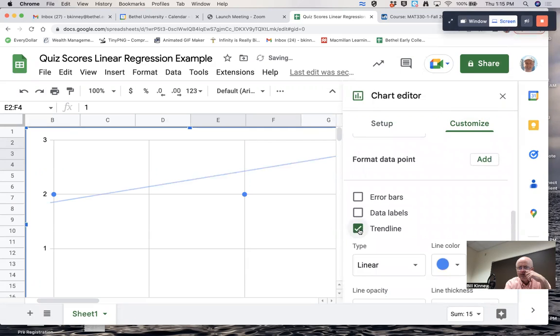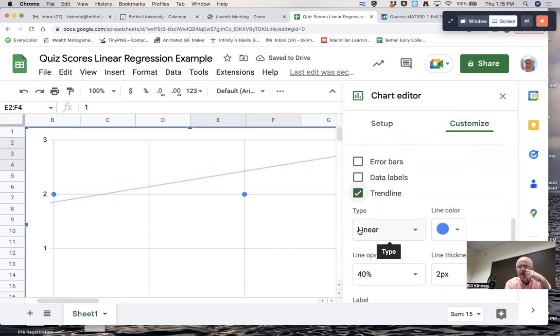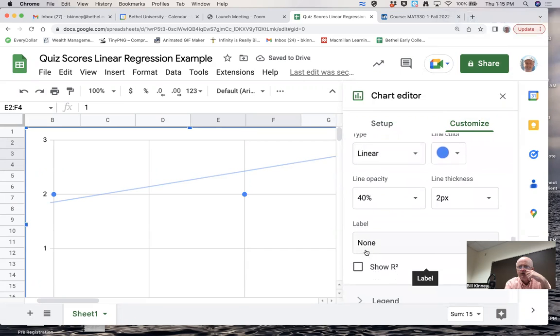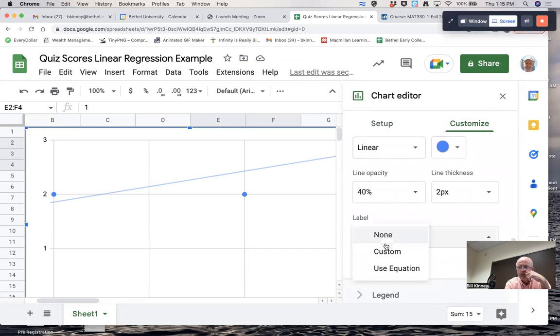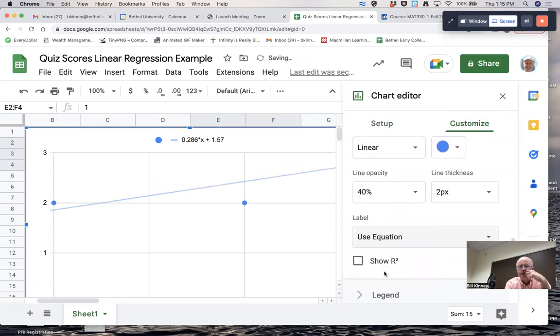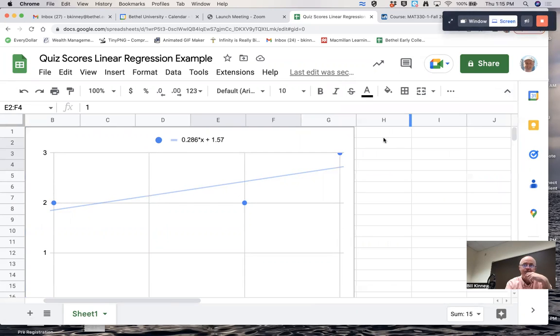Trend line, there it is. And you can also label it with the equation. There it is. Blank equals 0.286x plus 1.7. This blank is supposed to be the y, effectively. R squared is the squared correlation. It's about 0.571. I don't have to show that. That's the fastest way I personally know of to get it on a spreadsheet.